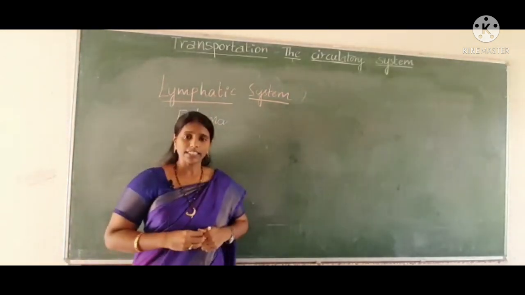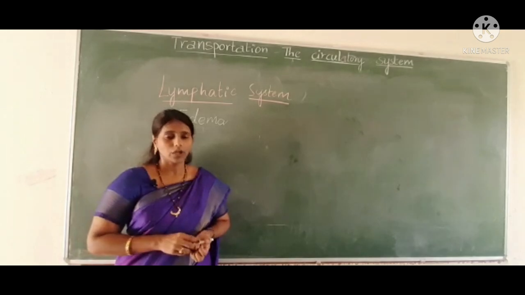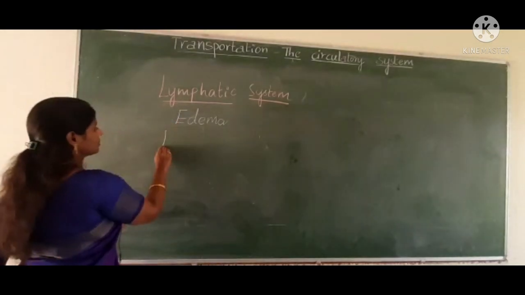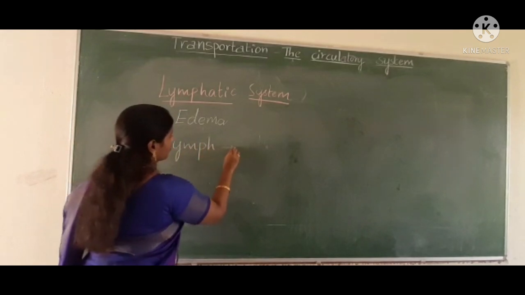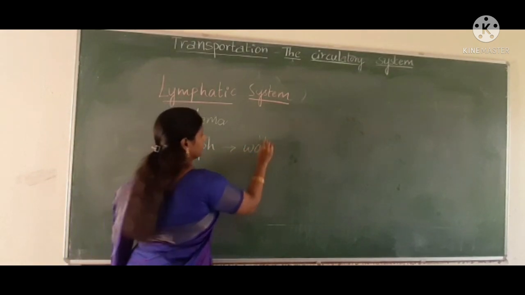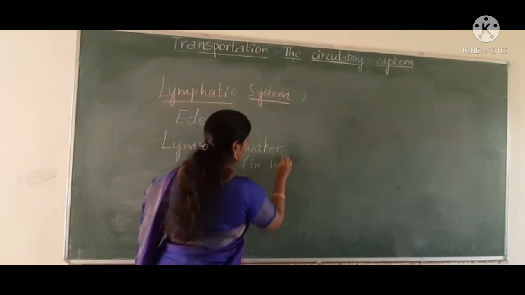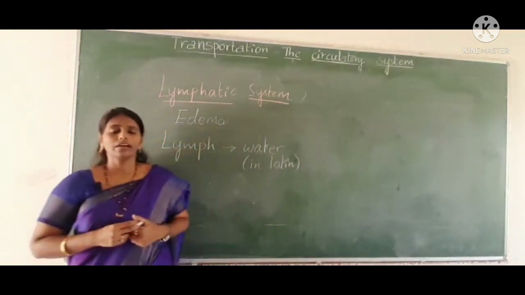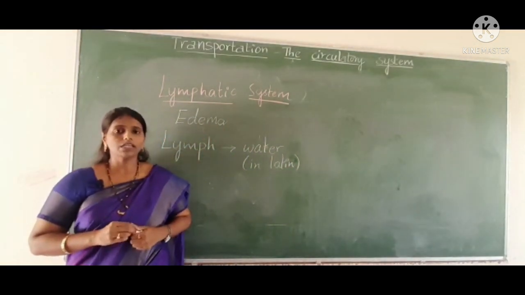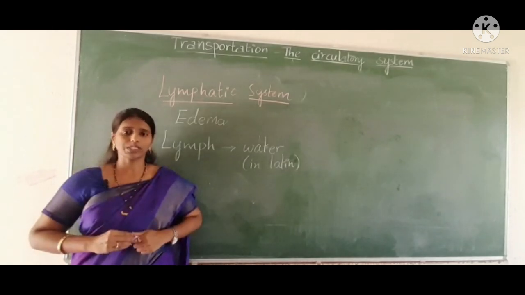This lymphatic system is parallel to the venous system. Now the word lymph means water in Latin. Lymph forms an important link between blood and the tissues.